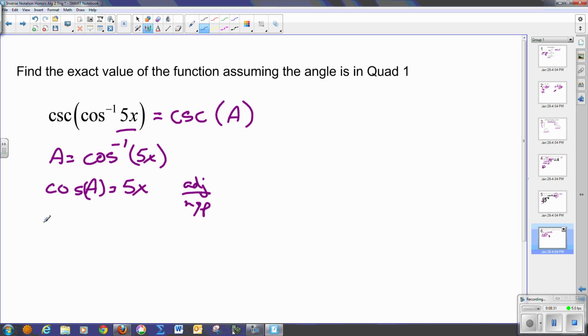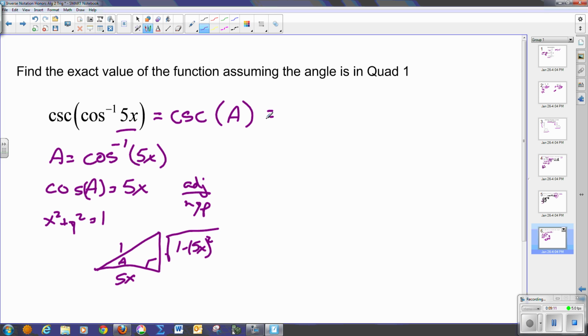So we also know that x squared plus y squared, or sine squared plus cosine squared, is equal to 1 in our unit circle. So what I'm going to do is create a triangle with A being my angle value, right angle, and 5x being my adjacent value, and 1 being my hypotenuse. So therefore I could use Pythagorean and say that this is basically going to be 1 minus 5x quantity squared, all square rooted.